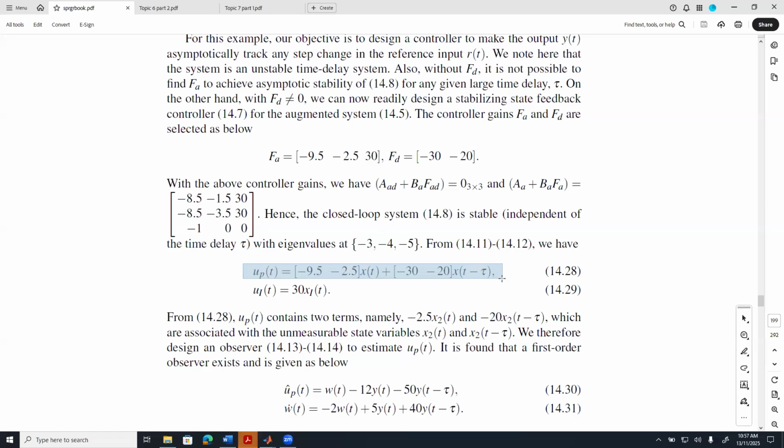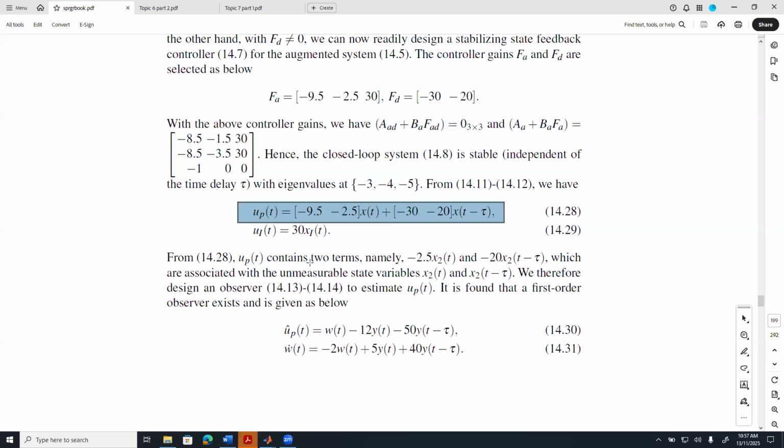We have to design a generalized functional observer. And this is in contrast to the current practice at the moment. What we can do at the moment without using a generalized functional observer is basically estimate this state vector and then delay it by tau and then realize this control law. Okay, so we're going to compare with that later on.